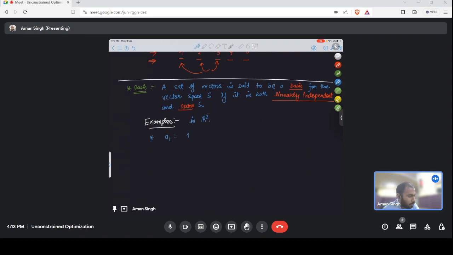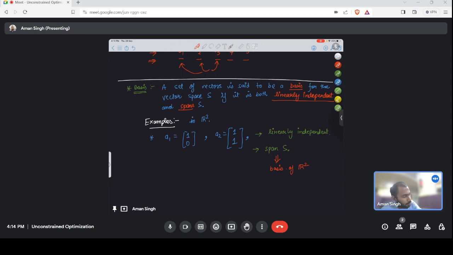A1 equal to 1 comma 0. We saw this example earlier. A2 is equal to 1 comma 1. It turns out they are linearly independent, as we saw earlier. We also talked about how they can span S. Any vector in S can be represented as a linear combination of A1 and A2, which means that these can be called a basis of R square.